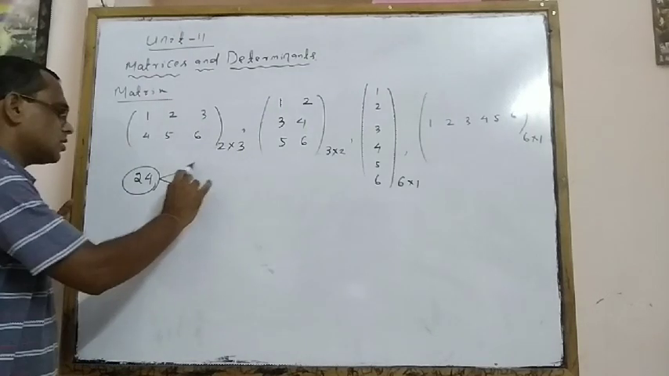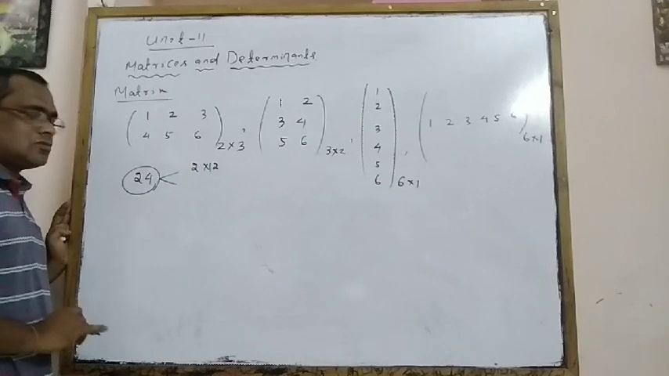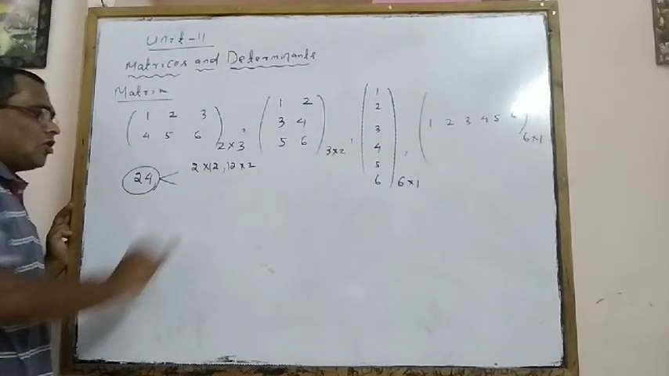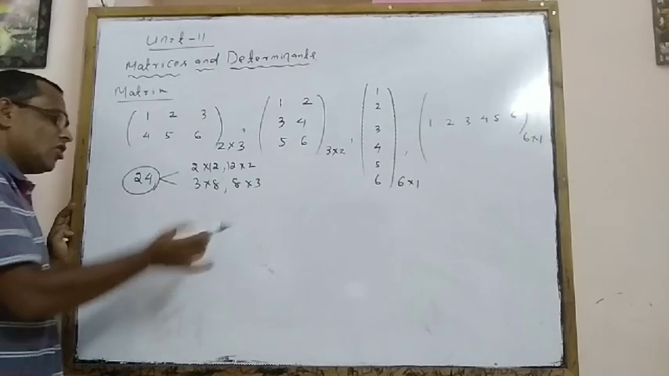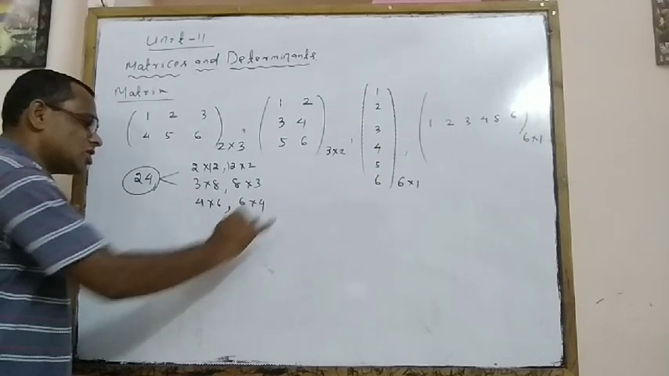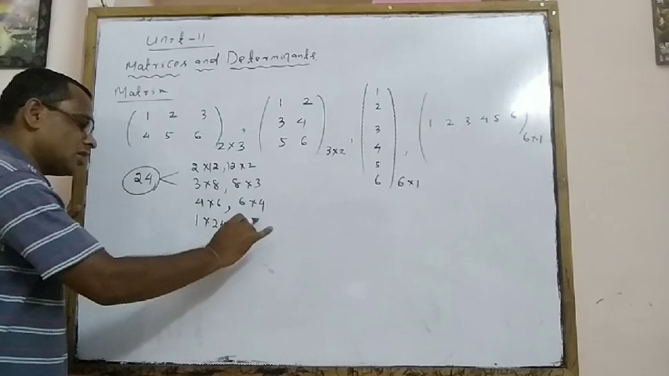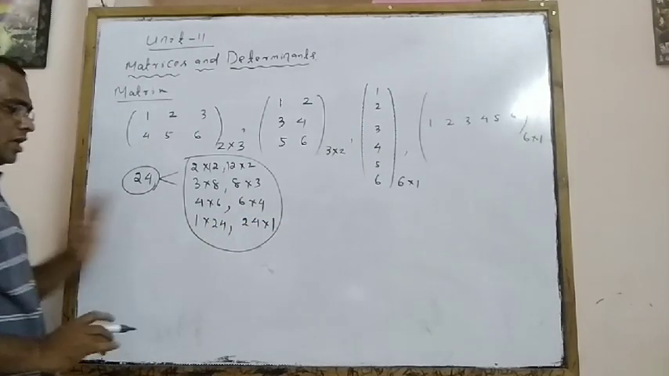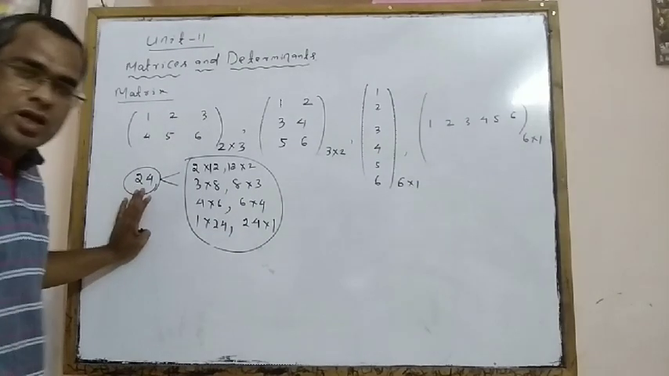24 elements means you write 2 cross 12, or you can make 12 cross 2, or 3 cross 8, or 8 cross 3, or 4 cross 6, or 6 cross 4 also, or 1 cross 24, or you can make 24 cross 1. So how many different order matrices? There are 8 different order matrices possible by taking 24 elements.